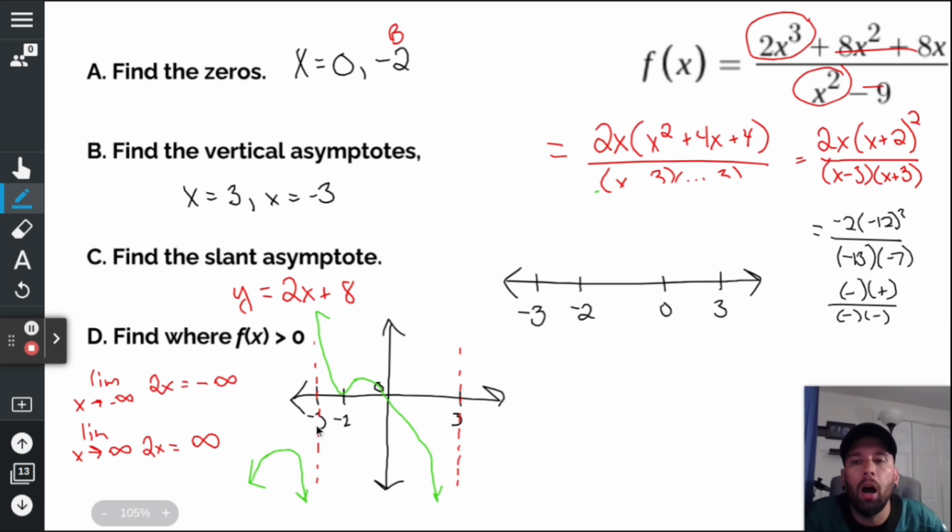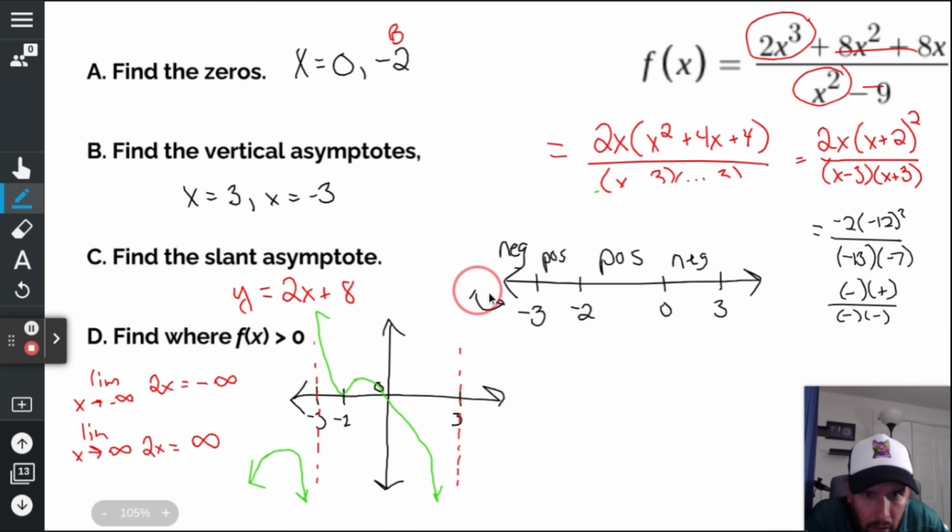From negative 3 and on to the left, it's underneath, so it's going to be negative. I'm just going to write it out. I'm not going to try to draw it like I've done in the past. From negative 3 to negative 2, it's positive. From negative 2 to 0, it's positive. From 0 to 3, it's negative. And I accidentally erased this chunk right here. And from 3 to infinity, it's positive.